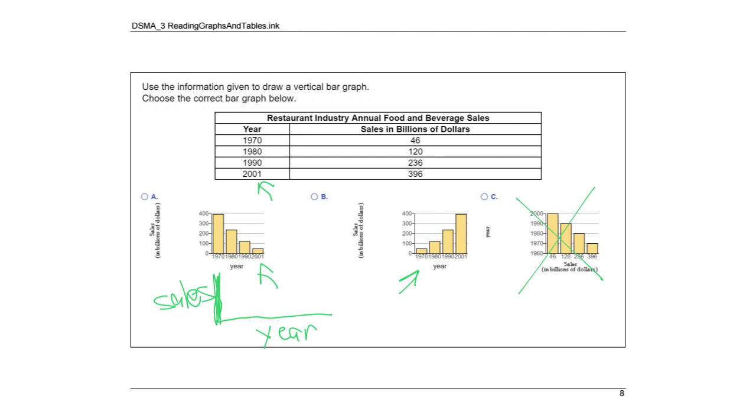So if you look, in 1970, we had $46 billion of sales in the restaurant, food and beverage sales. And then 1980, we had 120, then 236, then 396. So you can see these bars should be increasing, right? Because the sales in billions of dollars are getting bigger and bigger. So A would not work because look, those bars are going downward. That's not going to work. B is good because these bars are getting bigger as we go along. And by the time you get to 2001, you're at 396 billion, which is almost 400.